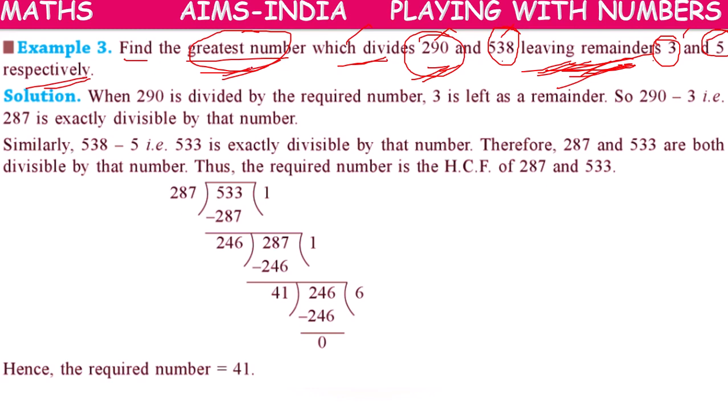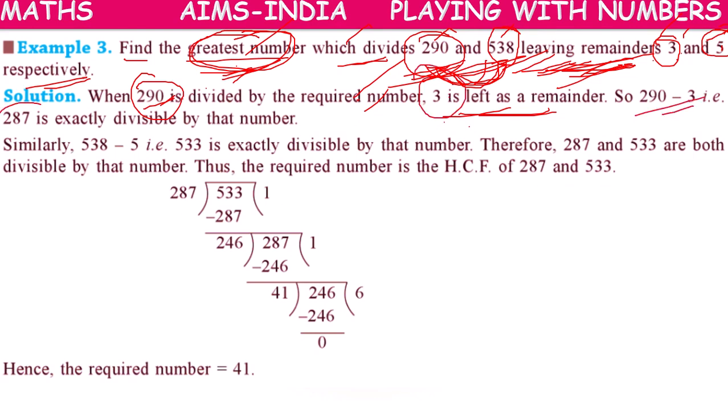Means the greatest number does not divide these two numbers exactly. It divides, but leaving remainder 3 for the first number, leaving remainder 5 for the second number. We have to find the greatest number. So let the greatest number be the required number. If 290 is divided by the required number, 3 is left as remainder. It means if we subtract this remainder, 290 minus 3, 287 is exactly divisible by the required number.